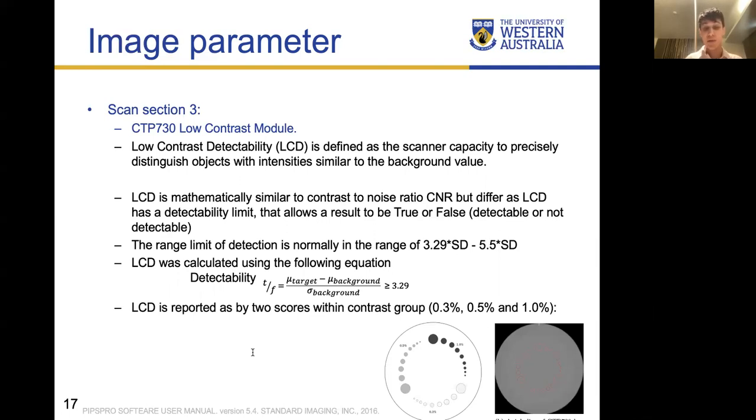The result is reported by two scores using the contrast group: the percent detected, the number of detected targets with respect to the total targets within the contrast group, and the contrast detectability, the detectable target multiplied by the diameter.